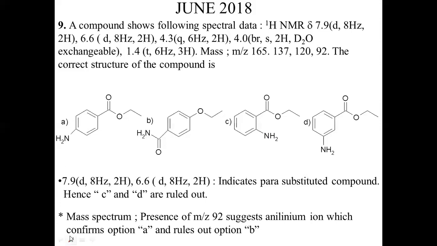Now look into your options and see whether all are para-substituted. You can see that option C is not para-substituted, so you can rule out C, and also B. Now between A and B, which one? You can start assigning the values, but here I see a peak at 92. And we know carbonyls generally undergo alpha cleavage, and if it undergoes alpha cleavage, this is possible: C6H4NH2, that is 92. So you can discard option B, and option A can be correct.